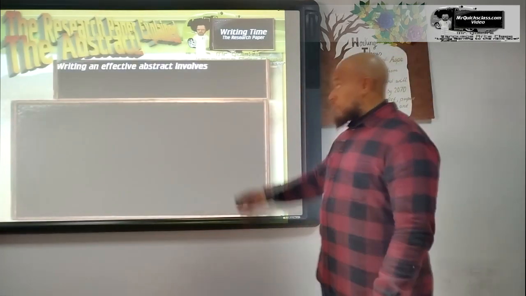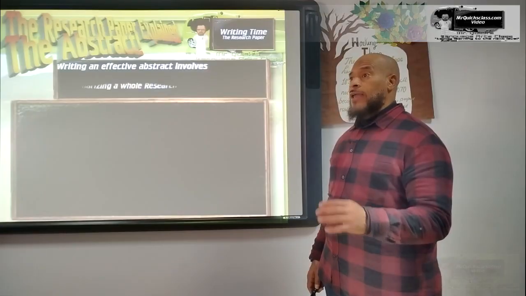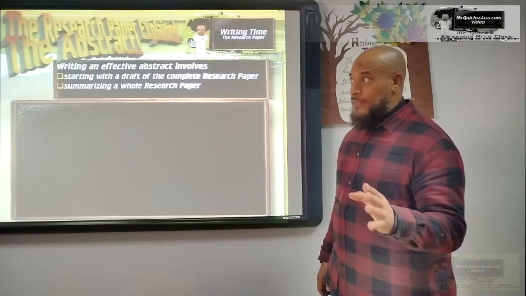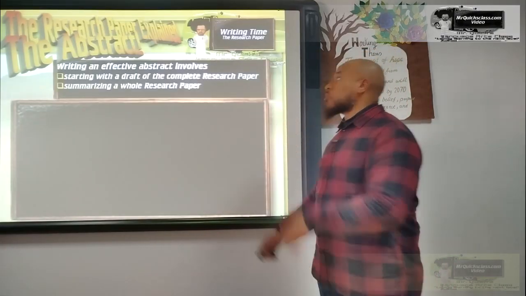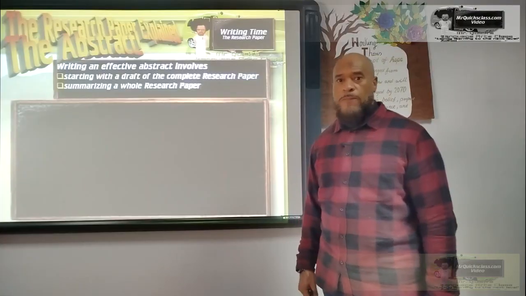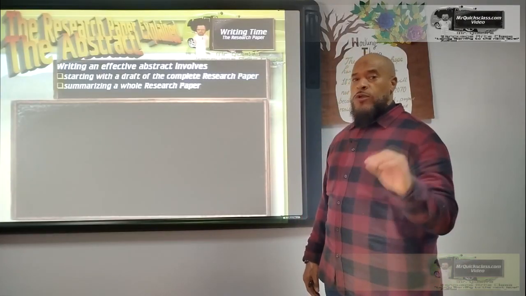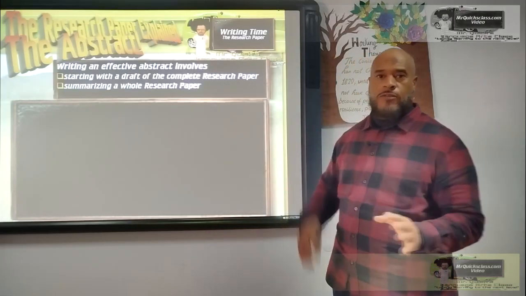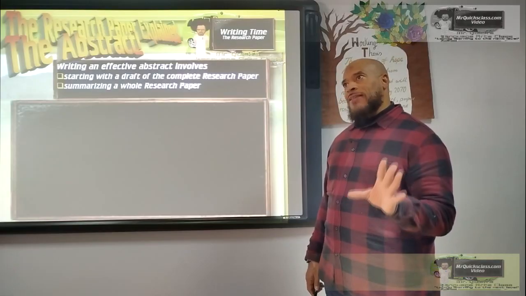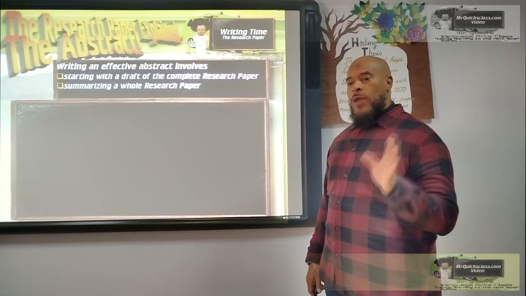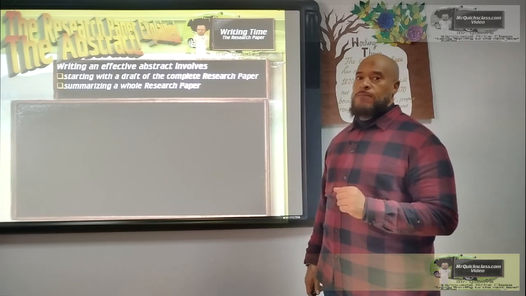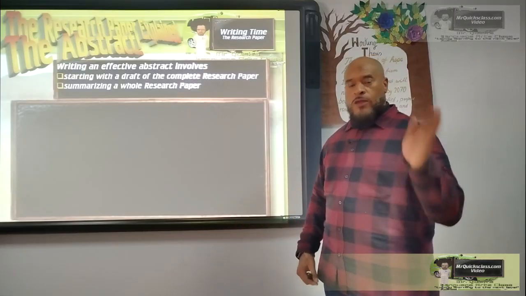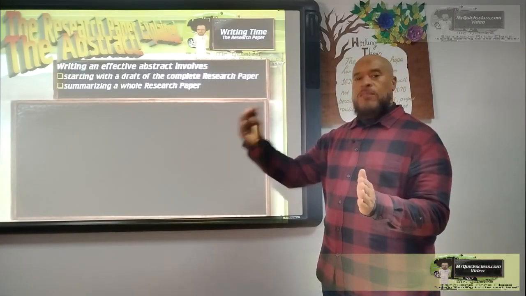Okay, so writing an abstract involves this: summarizing the whole research paper, once again without going into any details. Now, you have to start with a draft of the complete research paper. That means that you or your group has pretty much finished writing the research paper, outside of some touch-ups. I suggest writing the abstract when you are completing the second revision. That's the revision before the final paper. So you have a first revision, a second revision, and then the final.